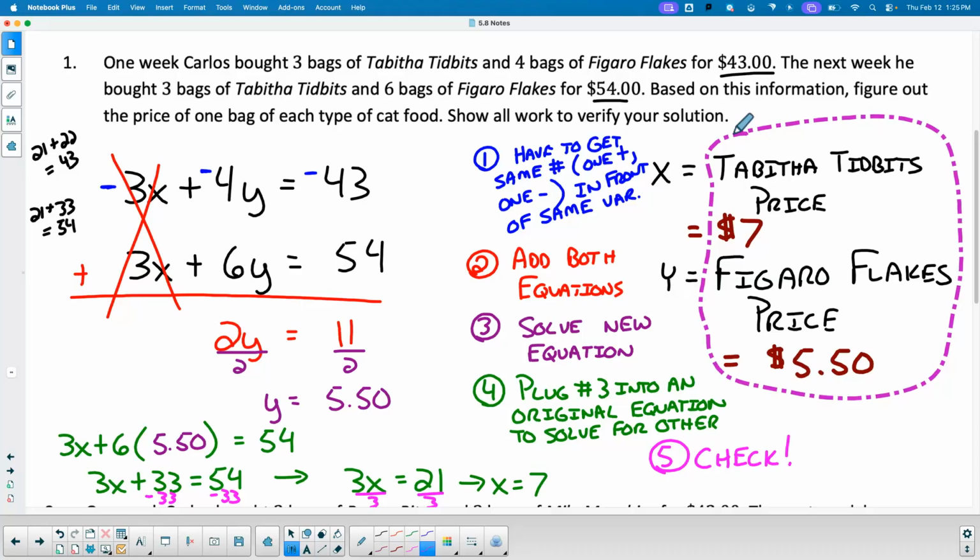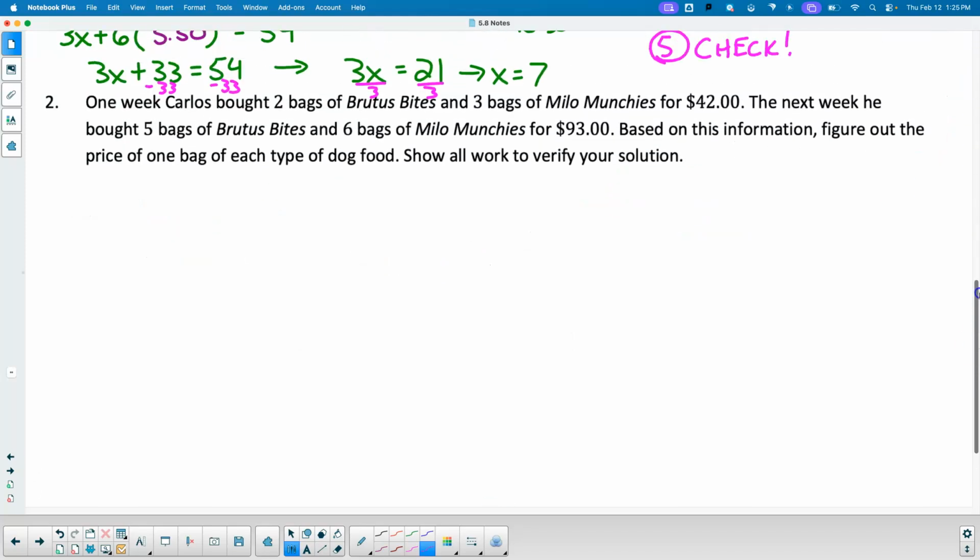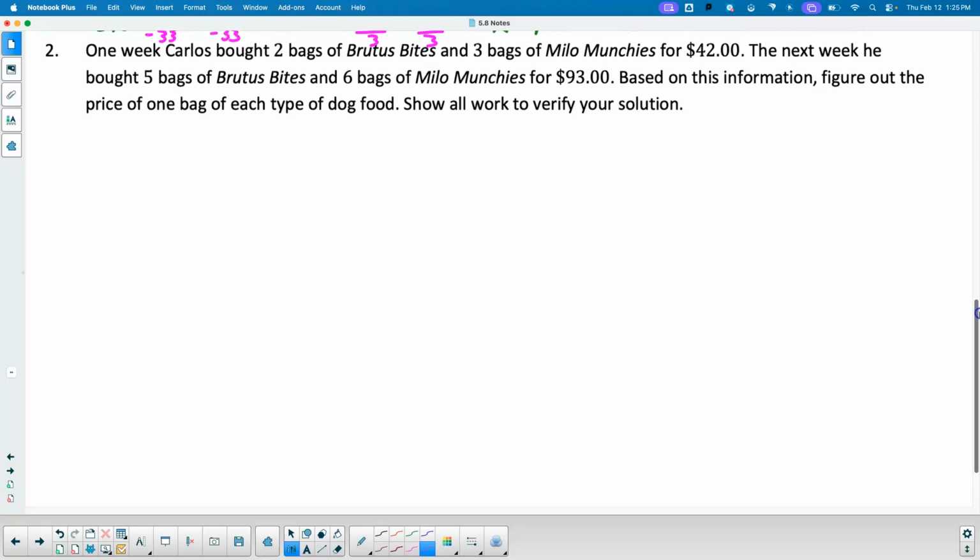Okay? Let's try one more. Let's do the next one. Again, using the elimination method. Okay? One week, Carlos bought 2 bags of Brutus Bites and 3 bags of Milo Munchies for $42. The next week, he bought 5 bags of Brutus Bites and 6 bags of Milo Munchies for $93. Based on this information, figure out the price for 1 bag of each type of dog food.